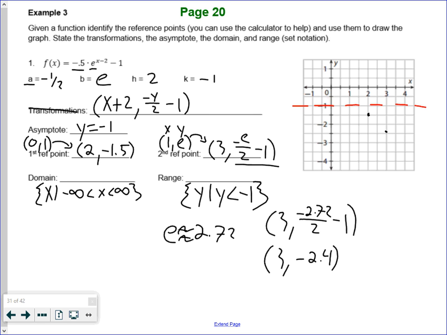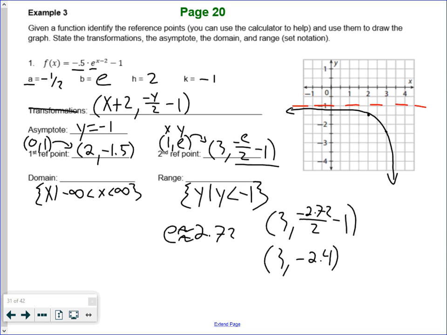And we know this is an exponential growth function since our base, our b, is e, and e is about 2.72, which is greater than 1. So we know the shape of the function will start near the asymptote, then grow away from the asymptote, just like every other growth function. So our function should look something like that.